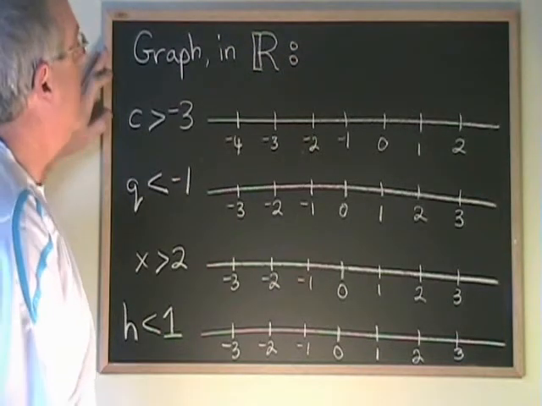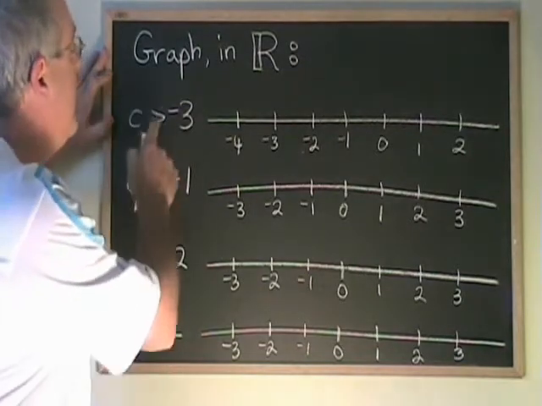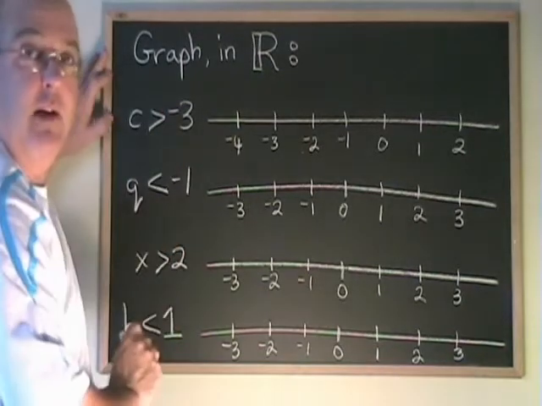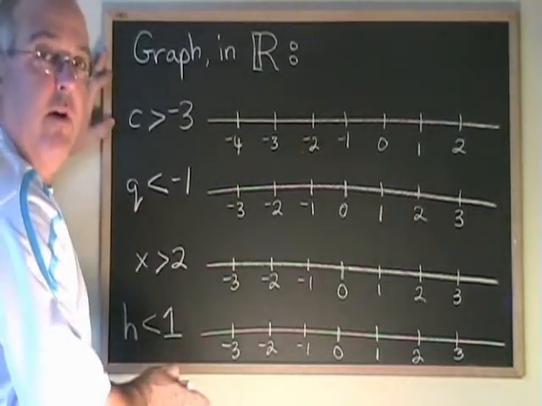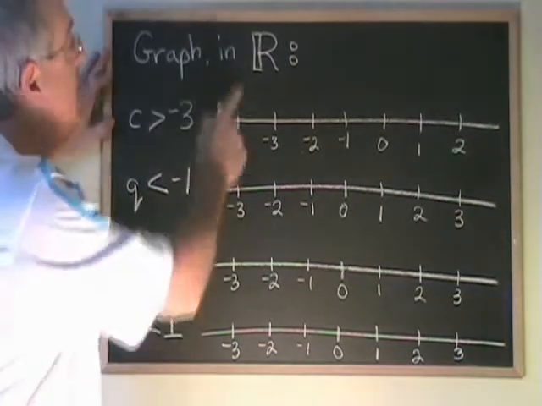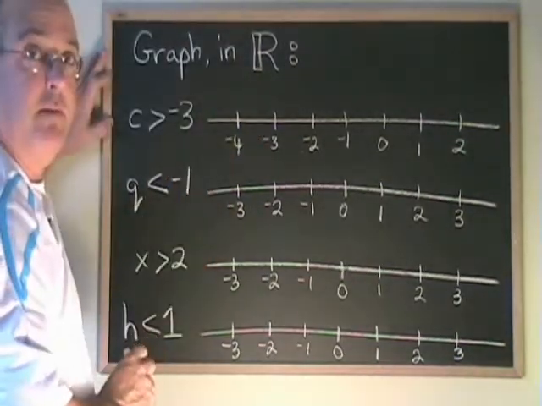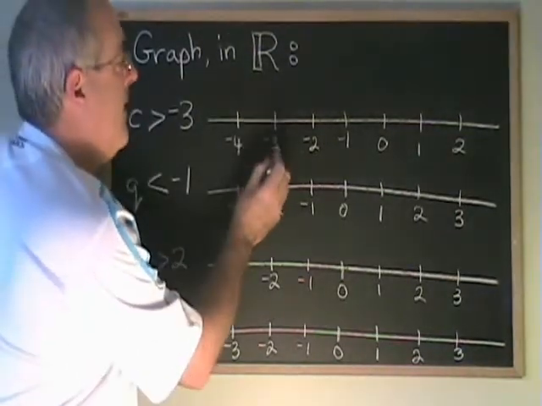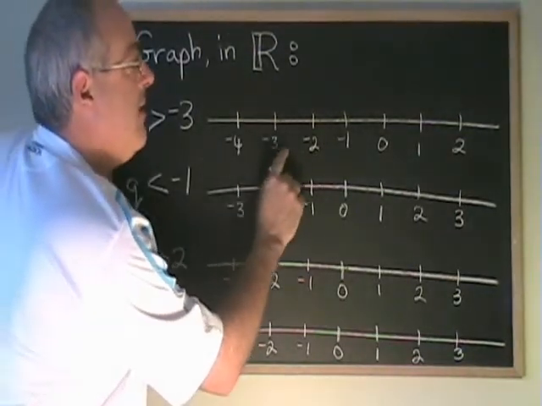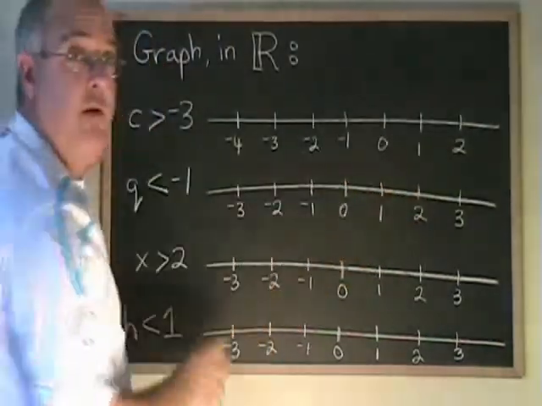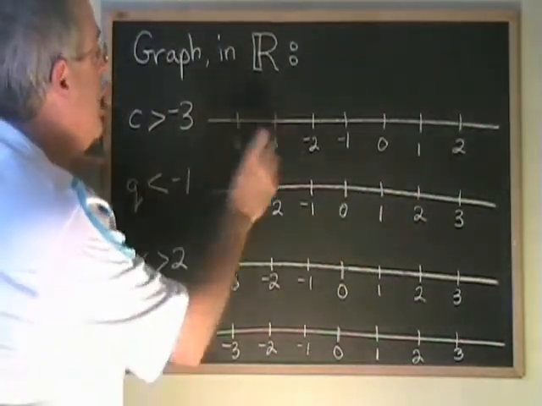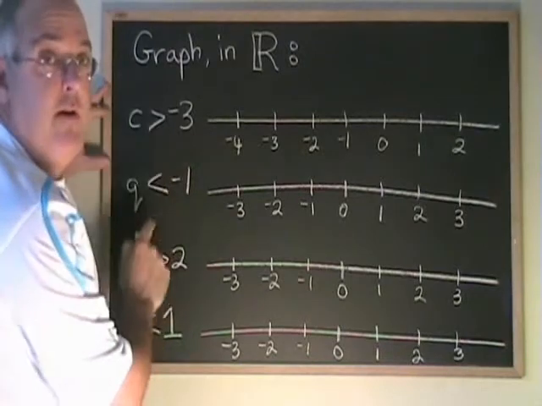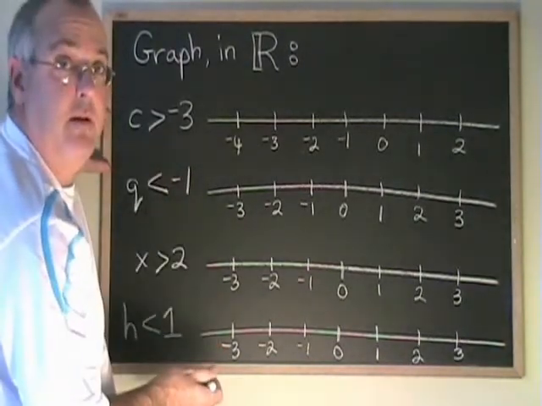Now it's time to look at graphing equations that have greater than and less than, instead of greater than or equal to, less than or equal to, when you're graphing within real numbers. c greater than -3. The numbers greater than -3 are all these numbers to the right of -3 on the number line. -3, though, is not greater than itself, so it is not part of the answer.